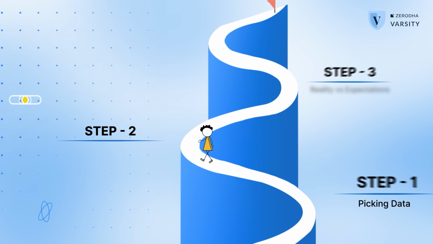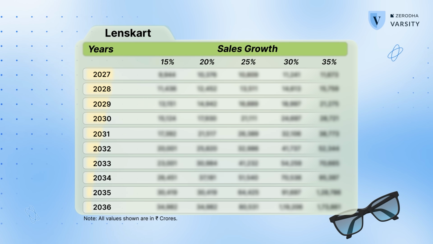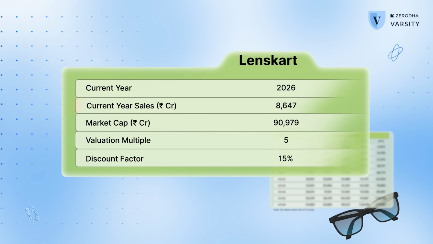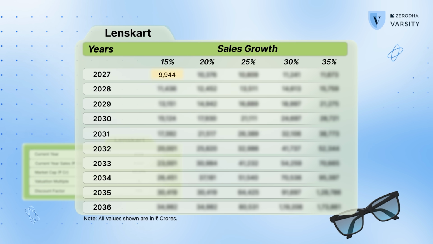Moving on to the next step, we project the growth trajectory. Now, let's work with the sales growth. Assume the company is growing and will continue to grow at a rate of 15% for the next 10 years. This means the current year sales, that is 8,647 crores, in 2026 will grow to 9,944 crores in 2027. In 2028, 9,944 crores will grow to 11,436 crores, so on and so forth.